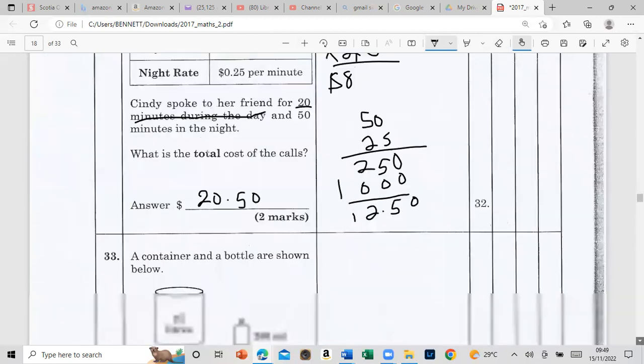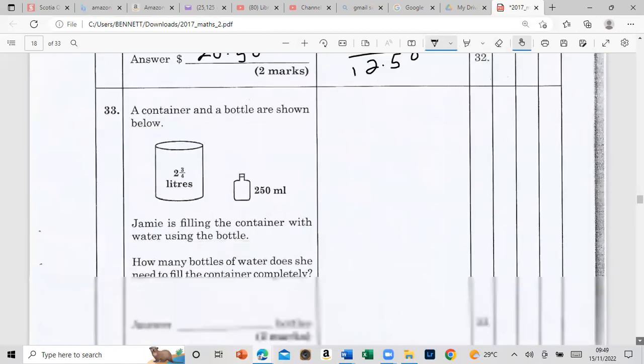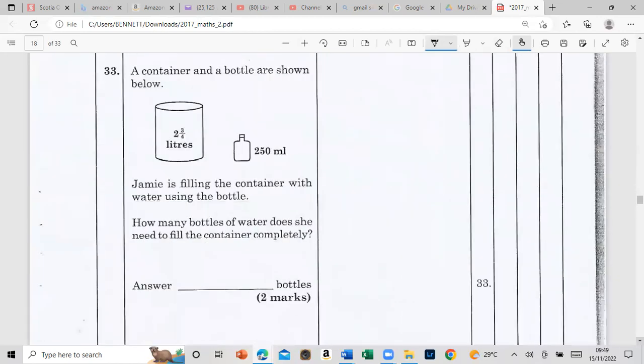Let's move on to 33. It says a container and a bottle are shown below. Looks like rum, like Jamaica rum. Alright, so Jamie is filling the container with water used in the pot for a rum. How many bottles of water does she need to refill the container completely?